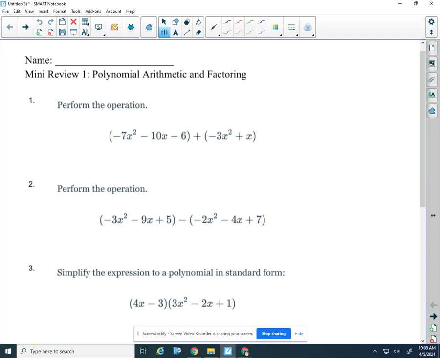In Unit 1, we worked with exponents. I believe this was our first assignment of the year. So number 1 says perform the operation. You have two polynomials and you're adding. So all you're doing is combining like terms. Same letter and exponent. And when you're adding or subtracting with exponents, the exponent stays the same. So I have a negative 10x and a plus 1x, so that's a minus 9x. And then minus 6 you bring down, and that's your answer.